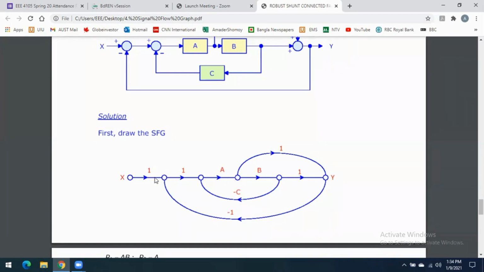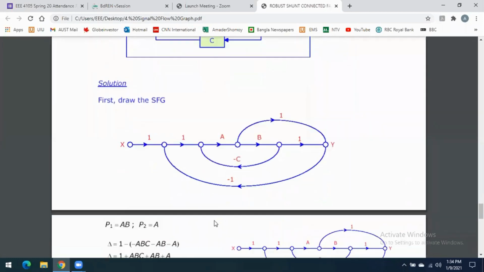The last loop is from here BA, going this way, going this way, and coming back. This is a loop. Did you understand? This is the third loop, for those of you who said two. There is a loop here, don't miss anything. It goes from here, and this one. Can you see the cursor? Yes sir. Okay, there is something like this. This makes one loop. And what is the loop gain? Minus A. So these are the three.